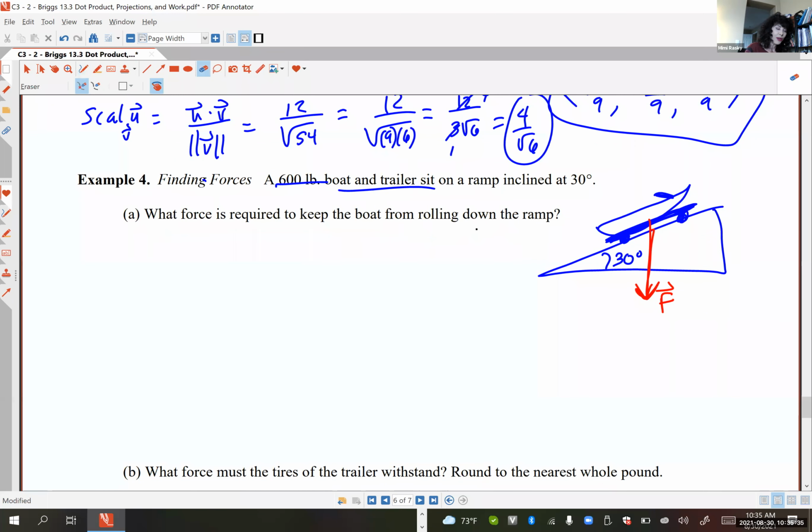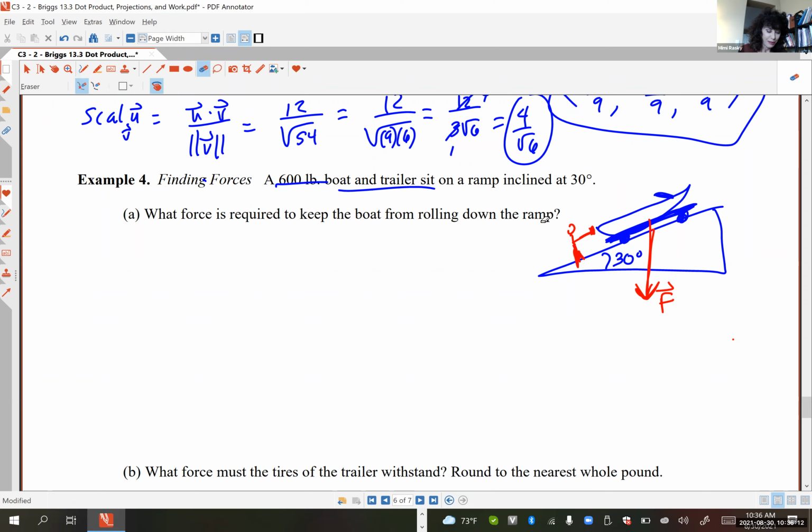So before I draw the vector for that, because it is a force vector, let's say this trailer is in danger of rolling down the hill and crashing your boat. And let's say you had to stand here and push real hard, and you're pretty strong here, to prevent the boat and trailer from rolling down the ramp. How strong do your muscles need to be? How much force would you be required to push back so you don't get run over? So that's what they're asking for in part A.